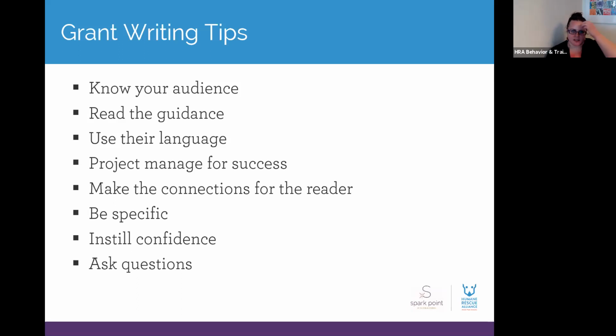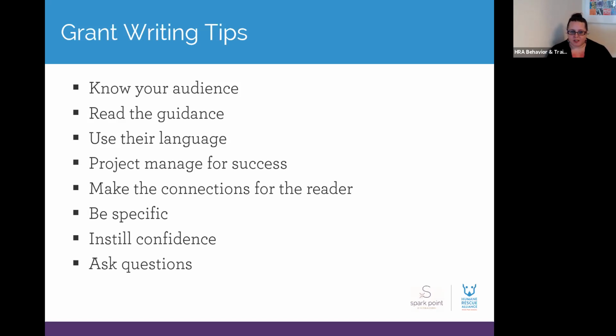The guidance is there for a reason, and it's because this is the way the foundation has decided to make their decisions. So they need answers to the questions that they're asking because it's part of their decision-making process to know the answers to those questions. So when you're answering those questions, you should be thoughtful about, as you know your audience, using language that you think will resonate with them.